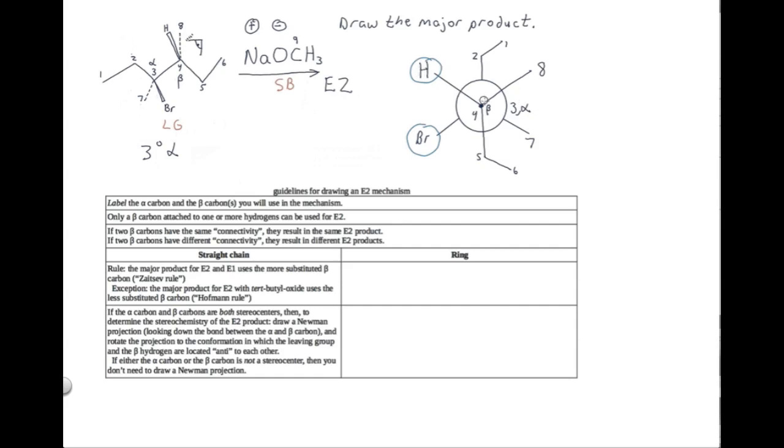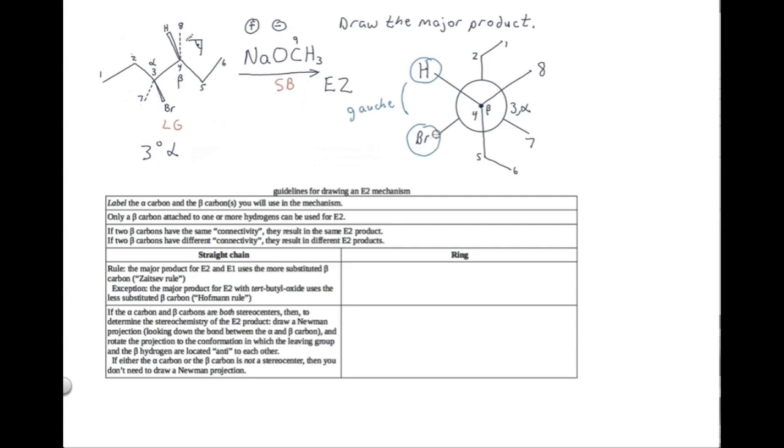So the beta hydrogen here is attached to the beta carbon, and the leaving group is attached to our alpha carbon. Well, in this picture, the bromine and the hydrogen are located gauche to each other. This is a picture where the bromine and the hydrogen are gauche from each other. And that's not what we want. We want them to be anti.